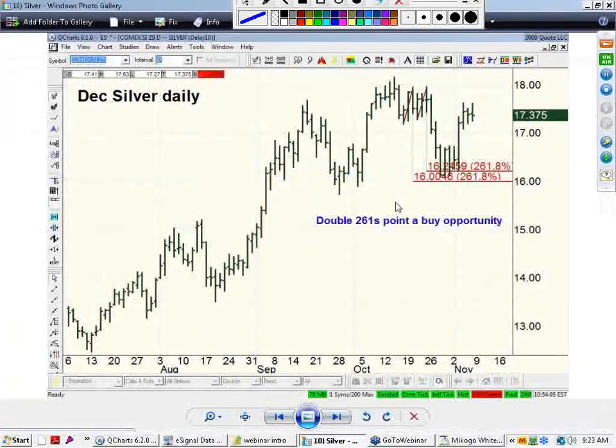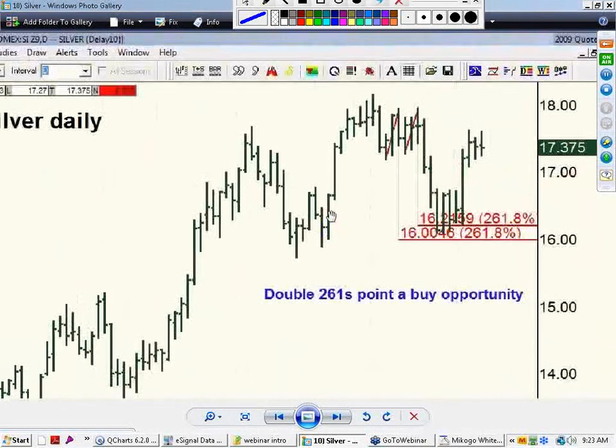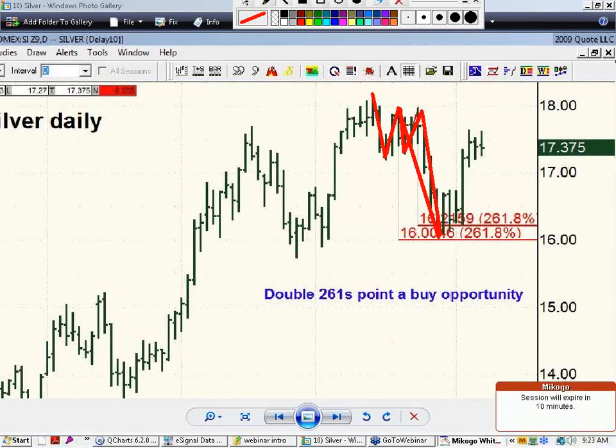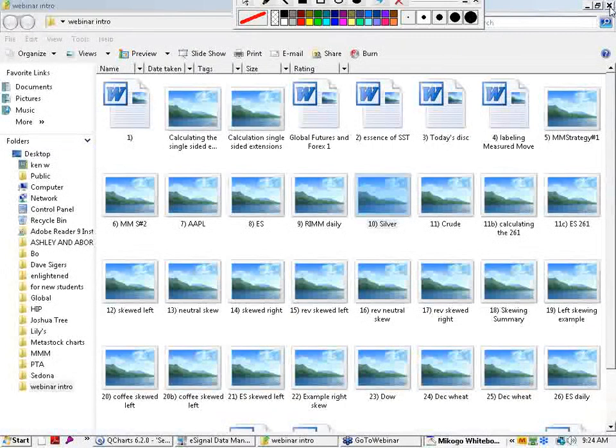All right, here's one, silver. Now silver has what I call double 261s, and that can be good because now you have reinforcement. I'm not going to show all the reinforcements here, but we use multiple Fibonacci extensions because they reinforce each other. They help each other out. And of course, this one was also going higher when this thing happened. So right there, you take the average, if you will. That's how two Fibonacci numbers can come together to collaborate, if you will.